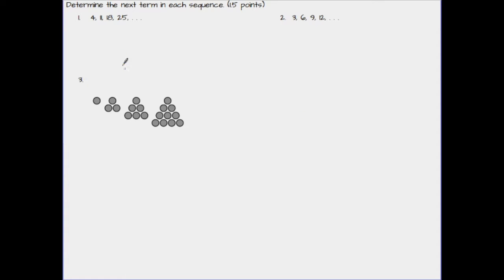So determine the next term: 4, 11, 18, 25. Sometimes we need to think about these a little. The pattern here is plus 7 each time, you're adding 7. So the next term, that's what we're looking for, would be 32. Alright, our next sequence: 3, 6, 9, 12. In this sequence, we add 3 each time. So our next term would be 15.